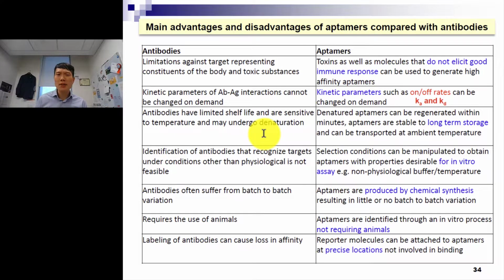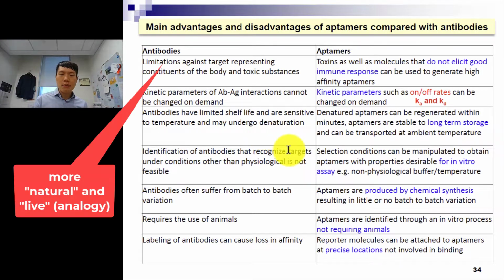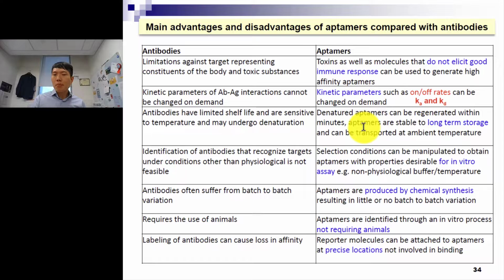Now antibodies also have a limited shelf life, because you can think of them like a life, and they're very sensitive. They can be denatured at extreme high temperature. But for aptamers, even if they're denatured, they can come back again. They can regenerate within minutes, because they are just bondings, and so you can harness this durability, having long-term storage, which means you don't have to purchase again and again. You can keep them for a long time, and moreover they can be transported from one lab to another lab, even overseas, at ambient temperature. Antibodies are much harder.